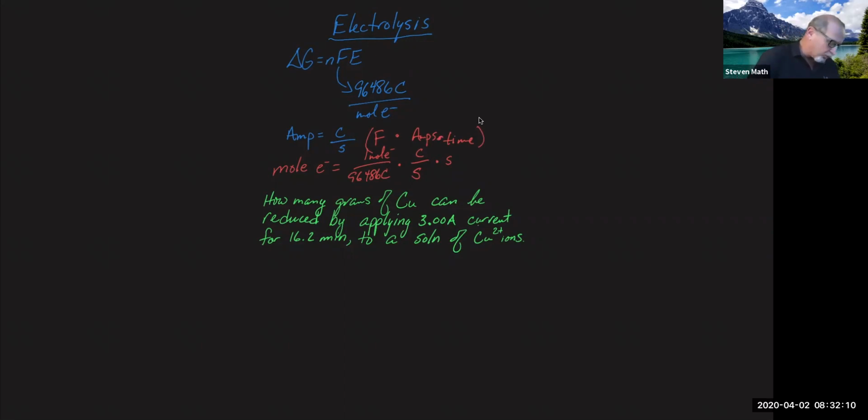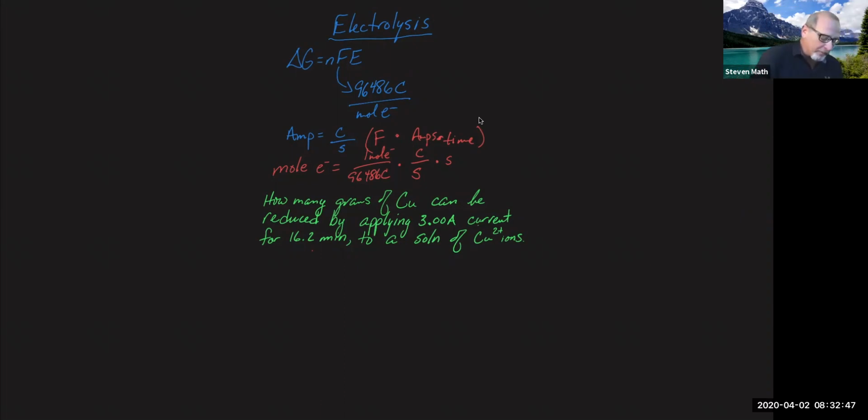We want to know how many grams of copper can be reduced. So we're going from copper 2+, reducing it down to copper solid, by applying 3 amps of current. That's not very much, just to be honest with you. 3 amps of current for 16.2 minutes, to a solution of copper 2+ ions. Okay, they're telling us it's copper 2+, so now we know our moles of electrons, and that's going to help us get out of this problem.